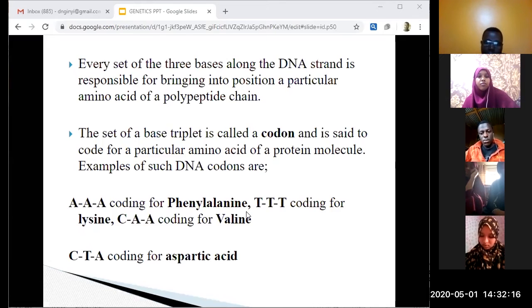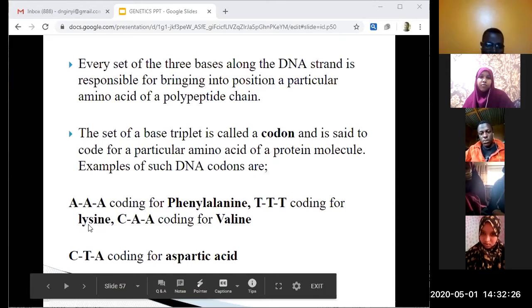If you take this as one of the examples of amino acid, then we have triple thymine, TTT, coding for racine. Racine is another amino acid molecule. Then CAA, cytosine, adenine, adenine, code for valine. Valine is another amino acid molecule. CTA, coding for the positioning of aspartic acid.